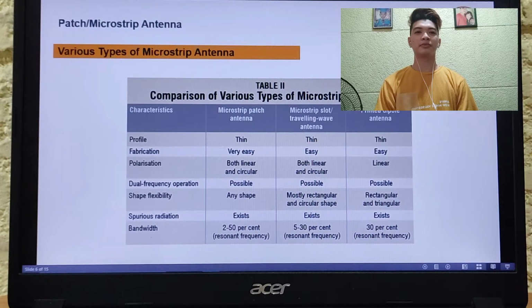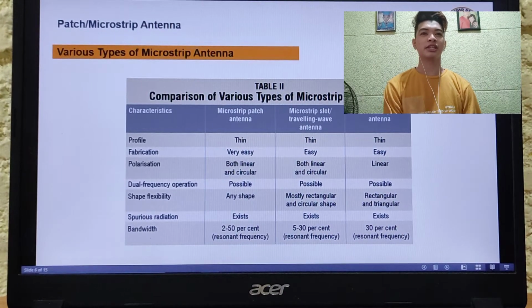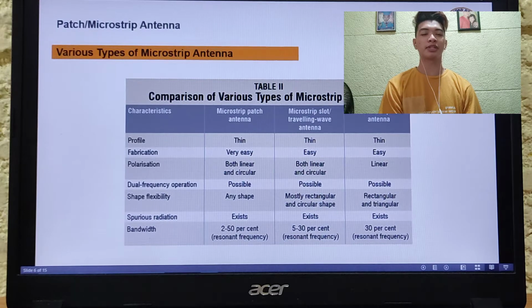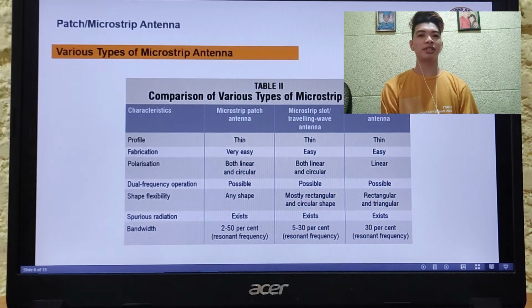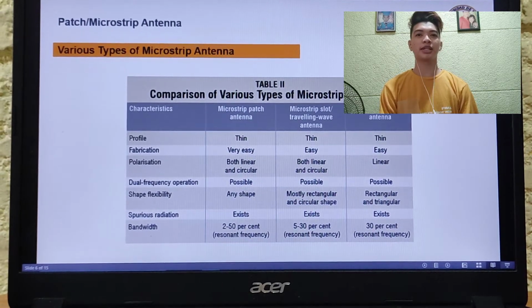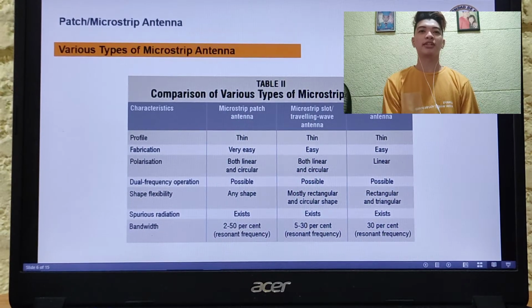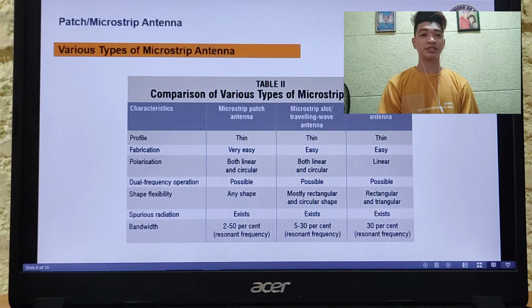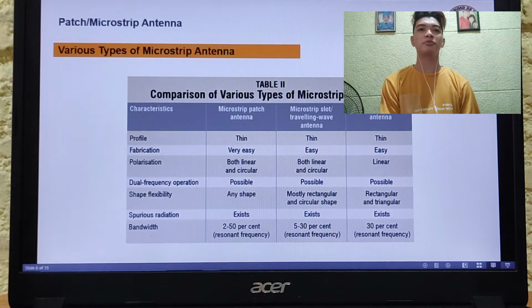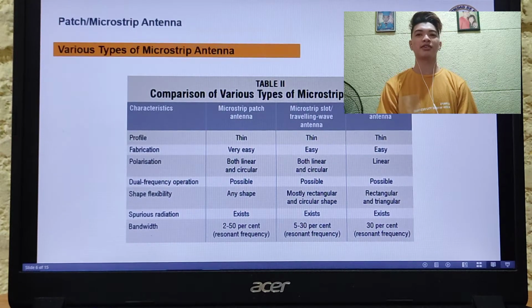Then, the microstrip slot is also possible in the printed dipole. For shape flexibility, the microstrip patch antenna can be any shape. The microstrip is mostly rectangular or circular, while the printed dipole antenna is rectangular and triangular.